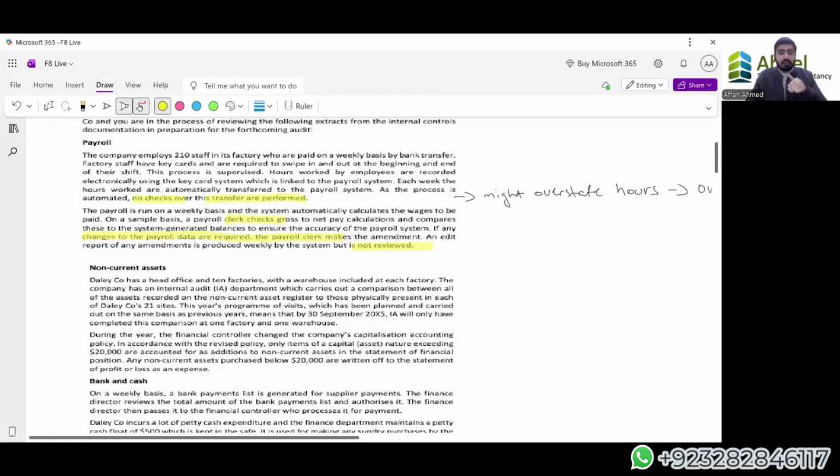So how can I eliminate the risk of fraud? In this situation, I will tell the particular company that please give only authorized people the access to amend the records. And if they're amending a record, the report should be created and reviewed by a senior official and signed by them. So this will basically mitigate the risk of fraud and error.